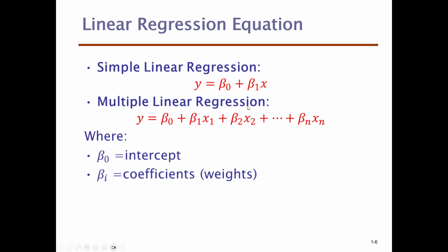Then when you have multiple linear regression, here you can see we say from x1 to xn, it can be any number of x. Each x value has its own slope. So b1 is 1, b2 is 2. b0 stands for the intercept, and bi, from b1 to any, is the coefficient. They call it coefficient or weight, but it's the same concept as a slope also.